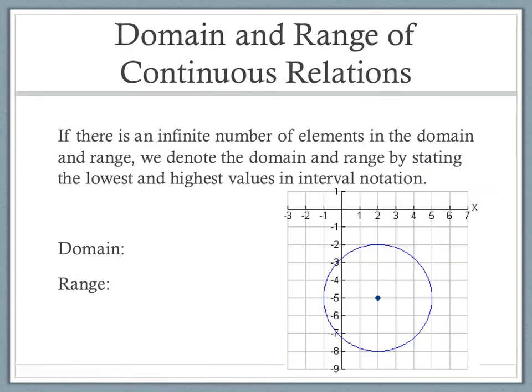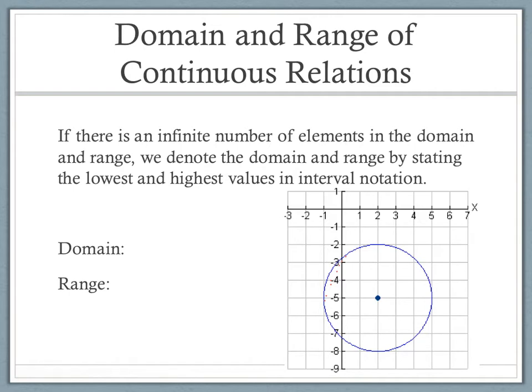Alright, so now I'm going to do domain and range on a continuous relation, which is a shape. So if I have a circle or something that has a ton of points that make it up, like this circle has a ton of points. Instead of having to list out all these points, because look, there are so many points in here, I don't want to list them all out. So we're going to use interval notation.